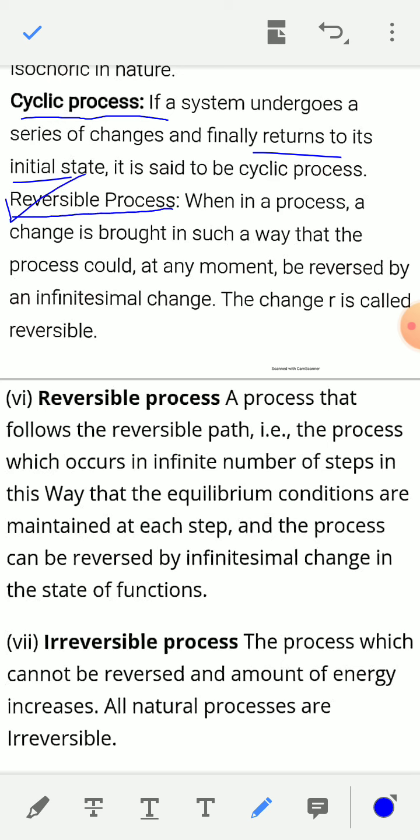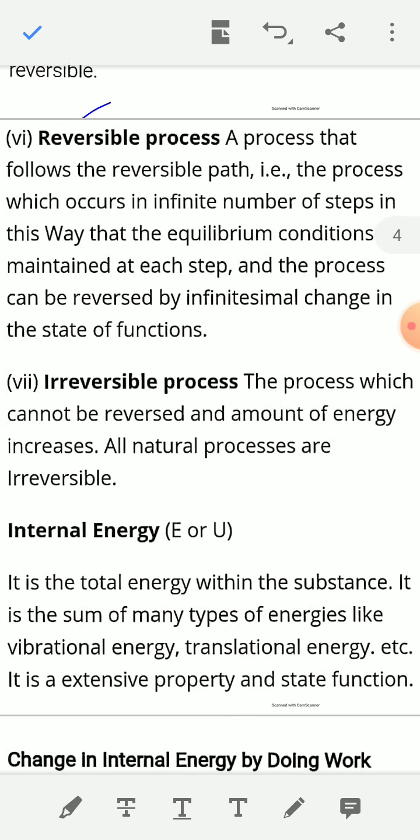Reversible process: when in a process a change is brought in such a way that the process could at any moment or any step be reversed by an infinitesimal change in external conditions, then the process is known as reversible. One more definition of reversible process is given here.